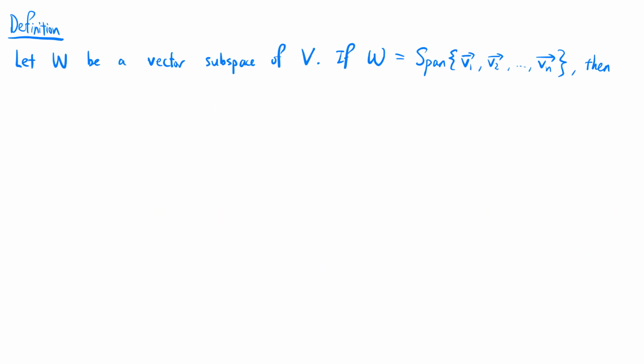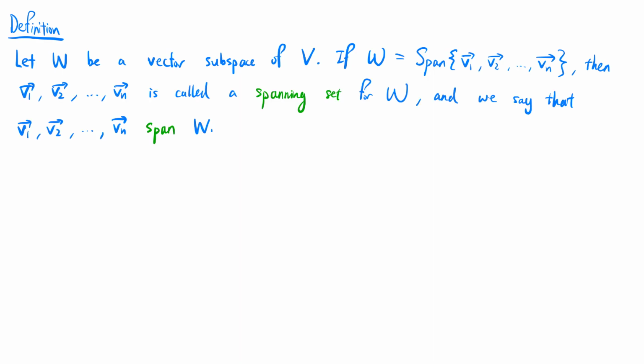Let W be a vector subspace of V. If W is the span of v1, v2 up to vn, then v1, v2 up to vn is called a spanning set for W, and we say that v1, v2 up to vn span W.